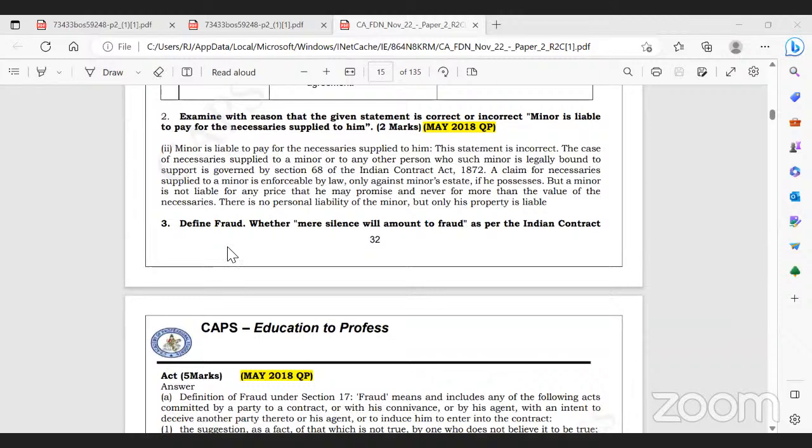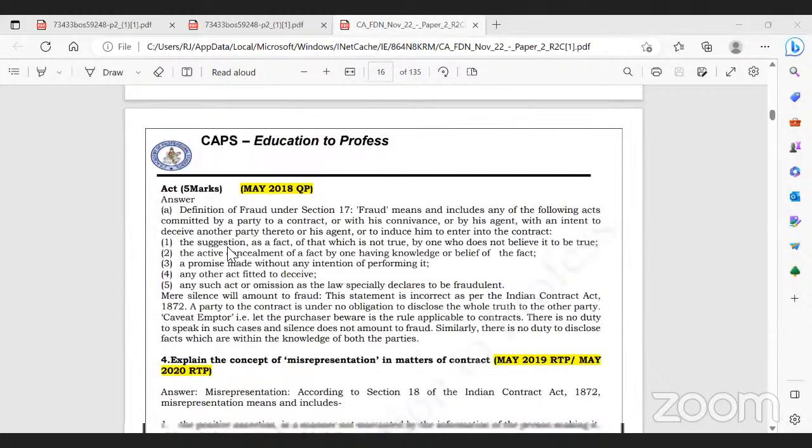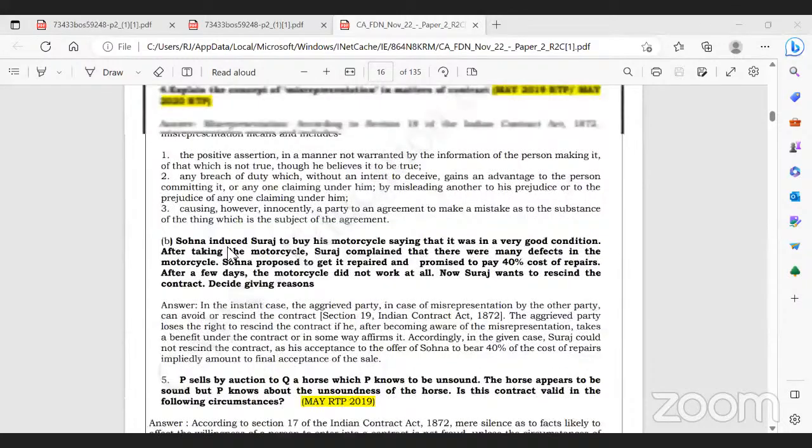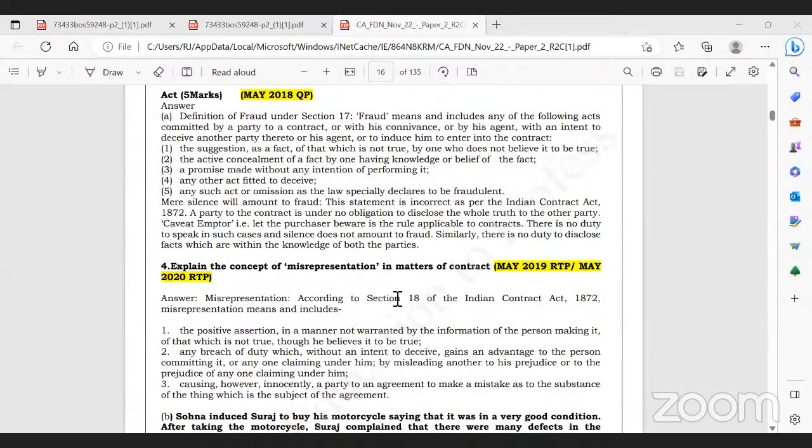Sir, next question is, define fraud, whether mere silence will amount to fraud as per the Indian Contract Act. Again, this is also given as per a textbook, right? These are all theory questions, right? Yes, sir. Sir, next theory question, explain the concept of misrepresentation.